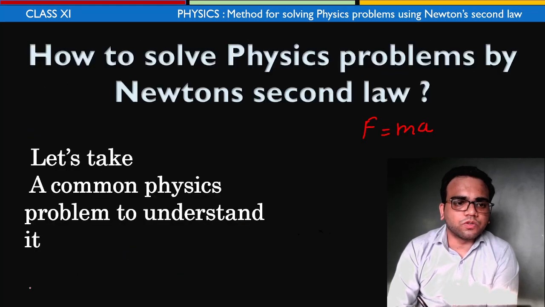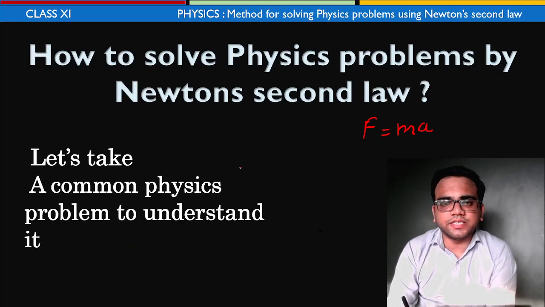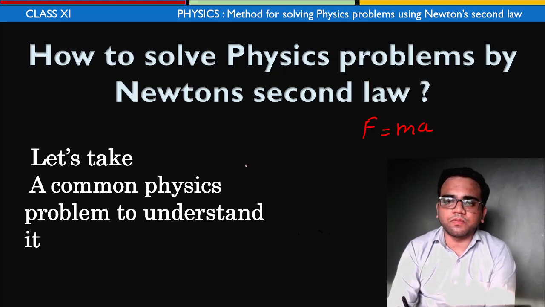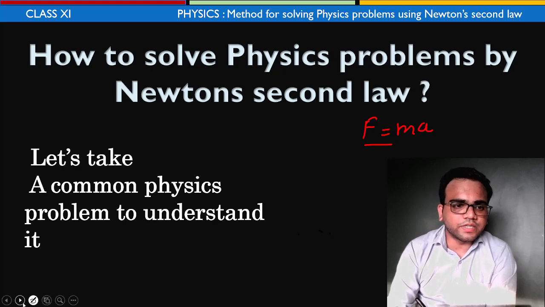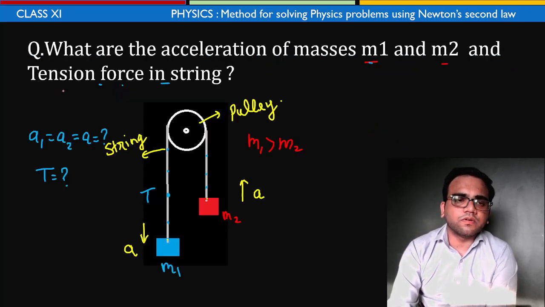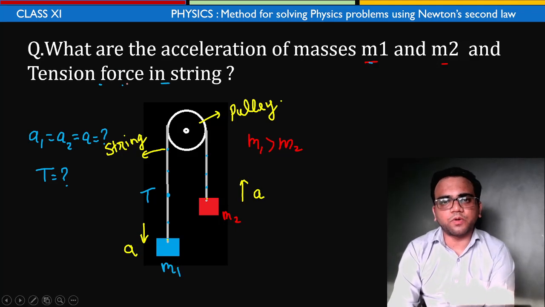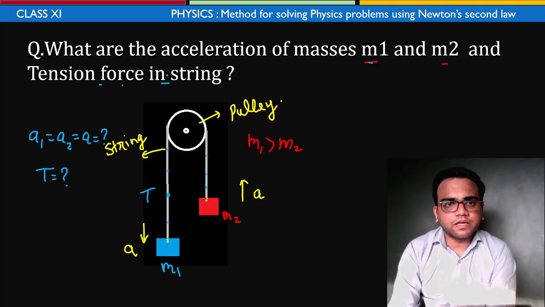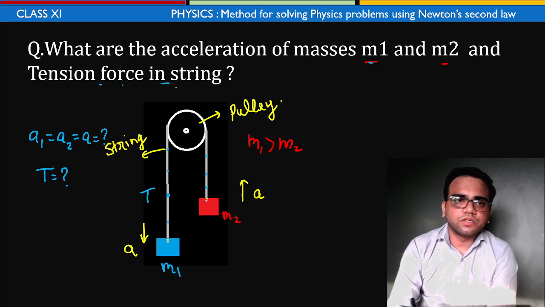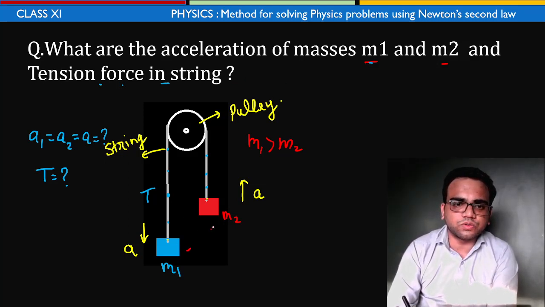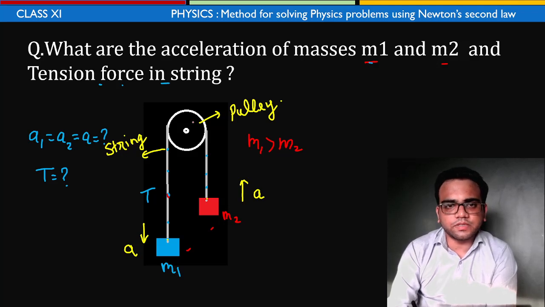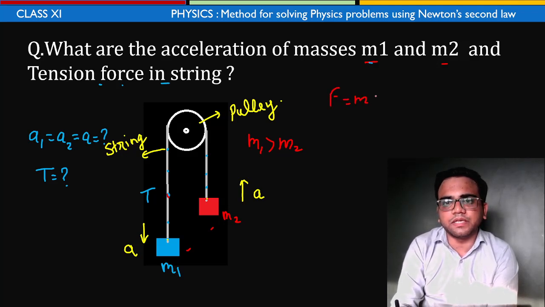In this class we studied how to solve the physics problem by Newton's second law, right? So the first step was that we are solving the problem with the help of a question. So what is the question? The question is to find out the acceleration of these two masses and the tension in the string. So we will solve this with the help of F equals ma simply, right?